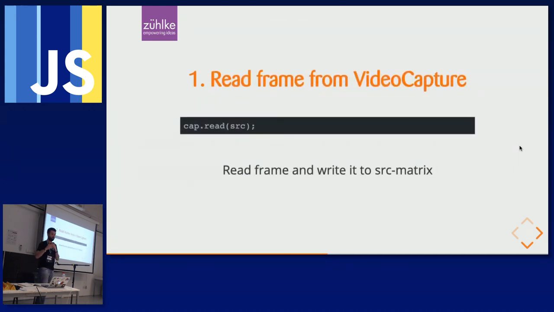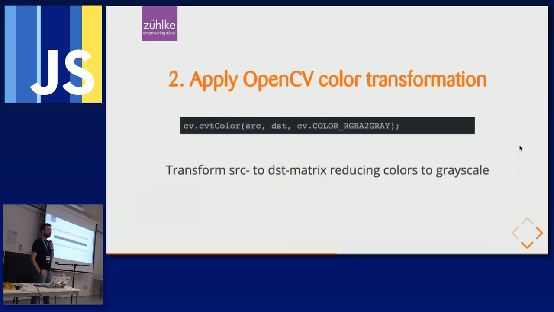The video capture is actually super easy. You say dot read and hand in the source matrix. So what it will do, it will transform that image to a matrix. So now our source matrix has an image in it. Cool. Then we convert the color. So OpenCV has a method called convertColor. So we say we go from the source matrix, we will write into the destination matrix. And this is the color transformation that you have to apply. We go from RGBA to grayscale.